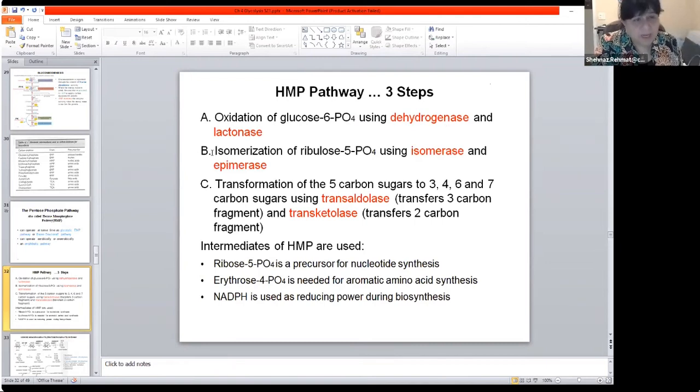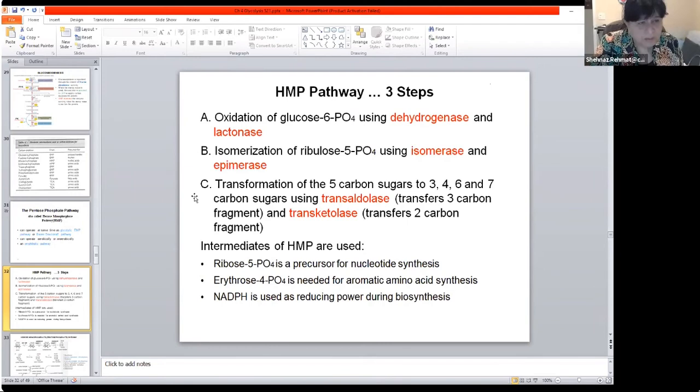The second step will be isomerization of this ribulose 5-phosphate using isomerase and epimerase enzymes. So in this second step, converting the 5-carbon compound into different isomeric or epimeric forms will be occurring.